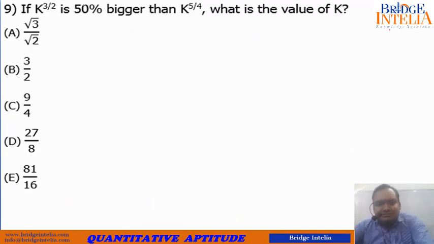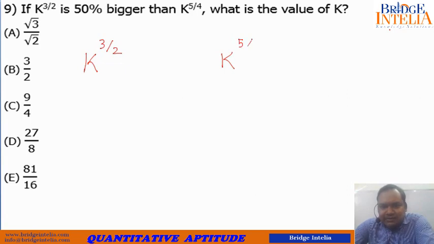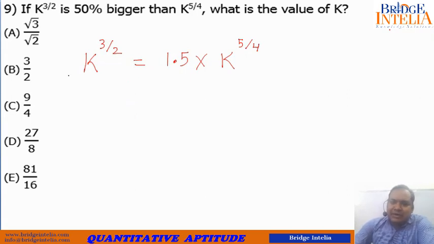Now coming to this one, k to the power 3 by 2 is 50% bigger than this. So what is the value of k? So two terms are being compared. K to the power 3 by 2 is being compared with k to the power 5 by 4. So what is being said? It is being said that this thing is 50% bigger. So if this is 50% bigger, this must be equal to 1.5 into this much. So this is what is given to us, and now we have to find the value of k.